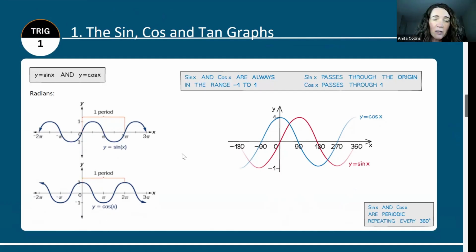Now, they might look identical at first glance, but if you look a little bit closer, you'll see that the sine graph goes through (0, 0), and the cos graph goes through (0, 1). After that, they follow the same kind of nice up-down pattern.